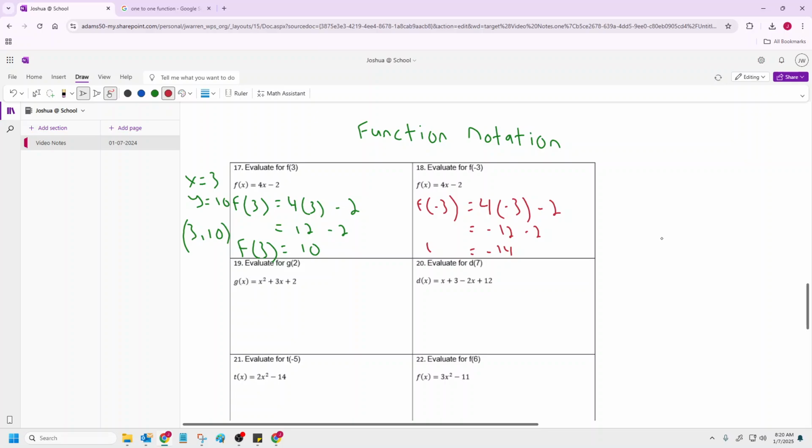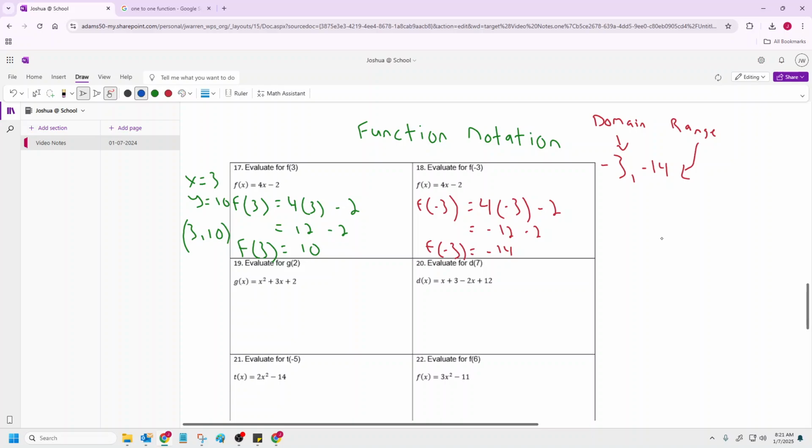So when I was all said and done, I plugged in this f of negative 3, and I got negative 14. So that point would be negative 3, comma, negative 14. And to get you used to things, the domain in this case would be negative 3, because that's x values. And the range in this one case would be negative 14. Obviously, domain and range gets more complicated. Welcome to math.